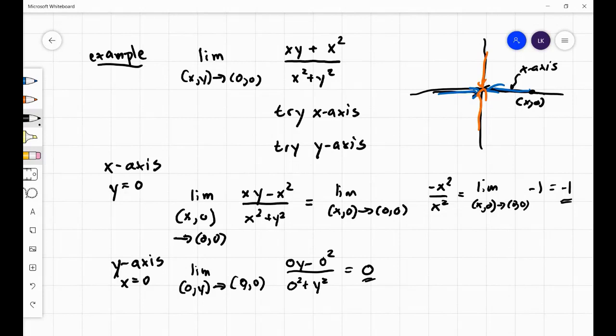Okay, so we see that if we approach the origin along the x-axis, the limit is -1. On the other hand, along the y-axis, it's 0, so we can conclude that the limit does not exist.